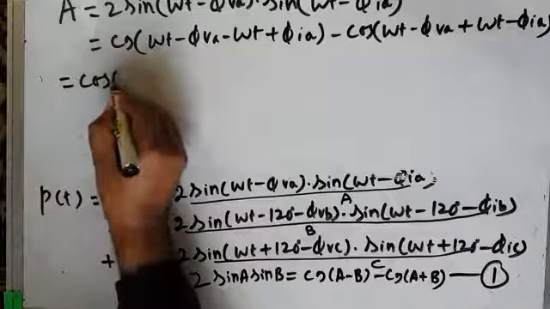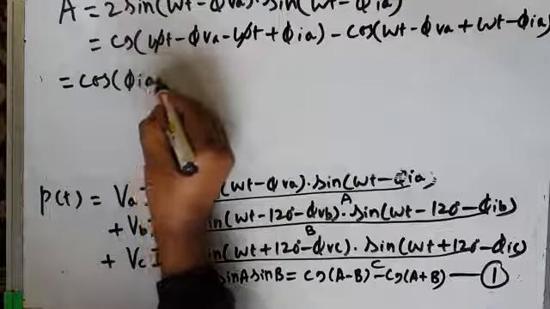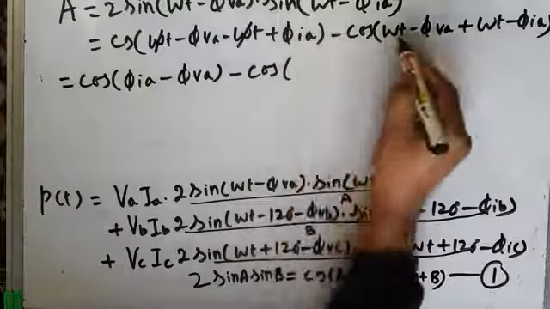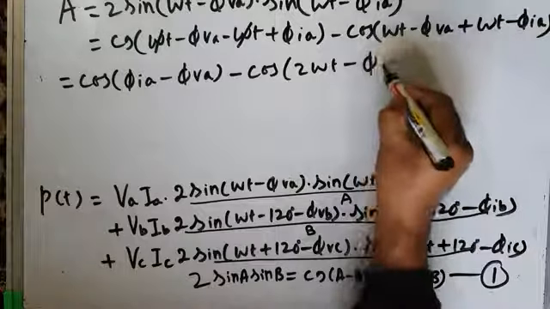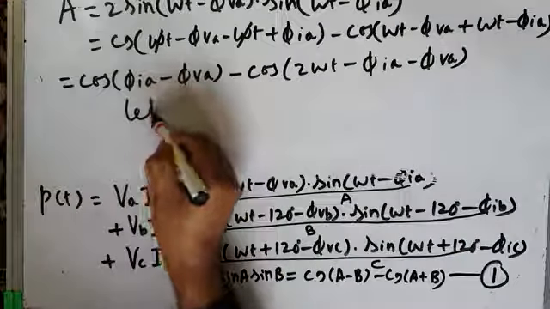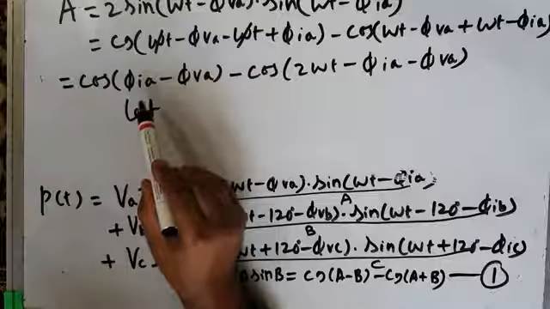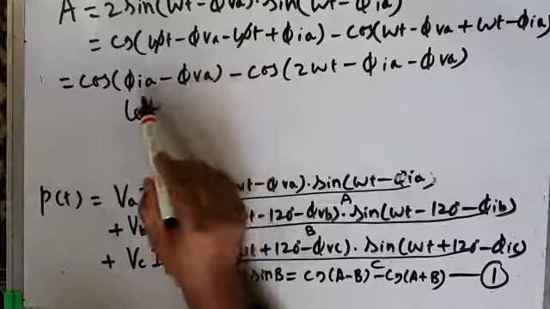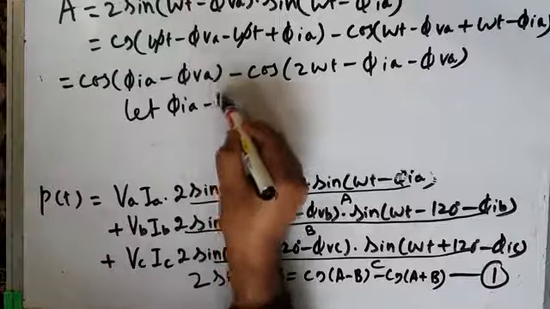So A becomes equal to cos of, now this omega t and omega t go, so this is phi IA minus phi VA, minus cos of omega t plus omega t is 2 omega t, minus, then we have phi IA minus phi VA. Okay. Now let us call this the phase angle. What is phi IA minus phi VA? It is the phase angle or phase difference between line current or phase current IA and phase voltage VA.